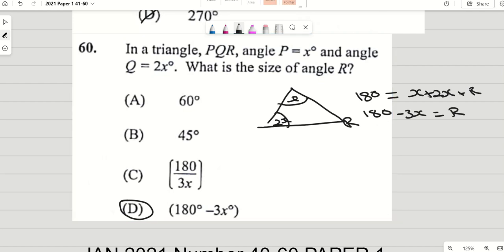And that is the end of May/June 2022, numbers 41 to 60.